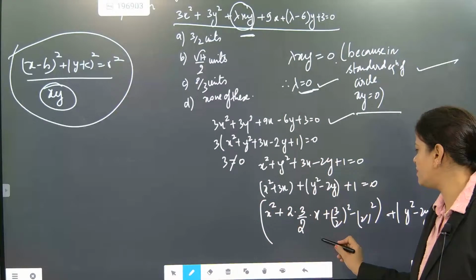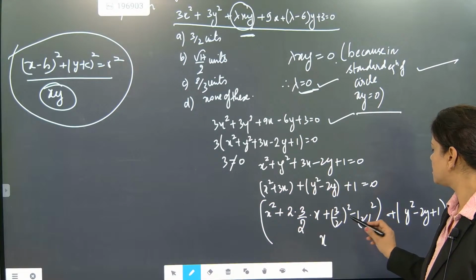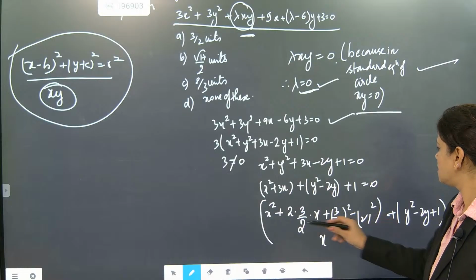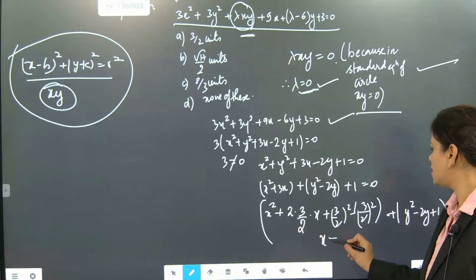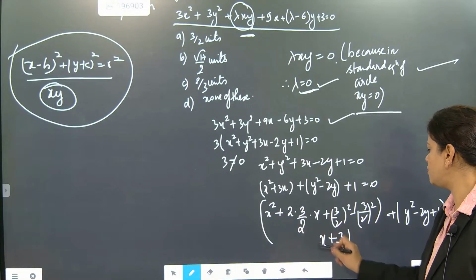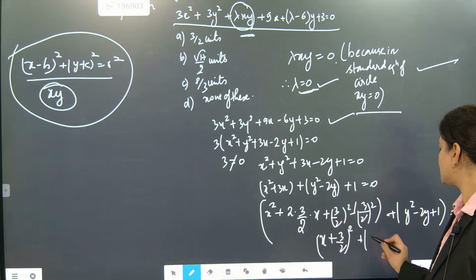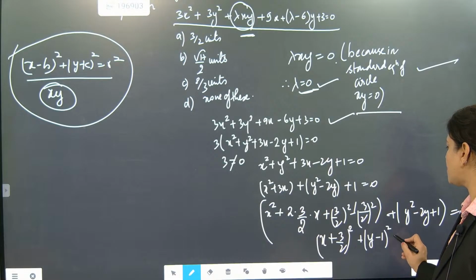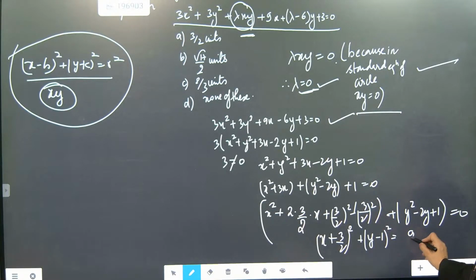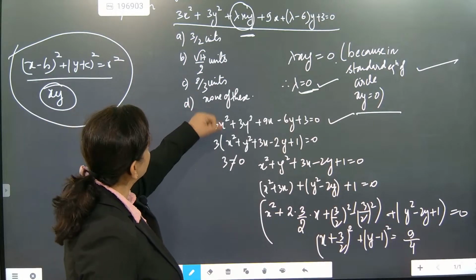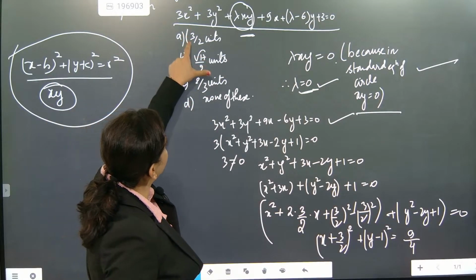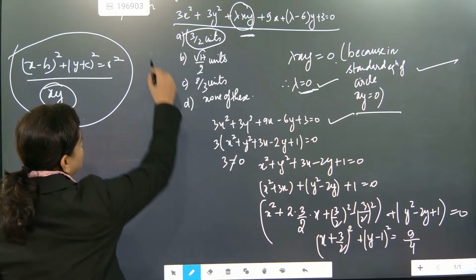So here this section will become x plus 3 by 2 whole square plus (y minus 1) whole square is equal to minus 3 by 2, meaning 9 by 4 is there. That is (3 by 2) whole square. So 3 by 2, whole square, and the answer will become 1.